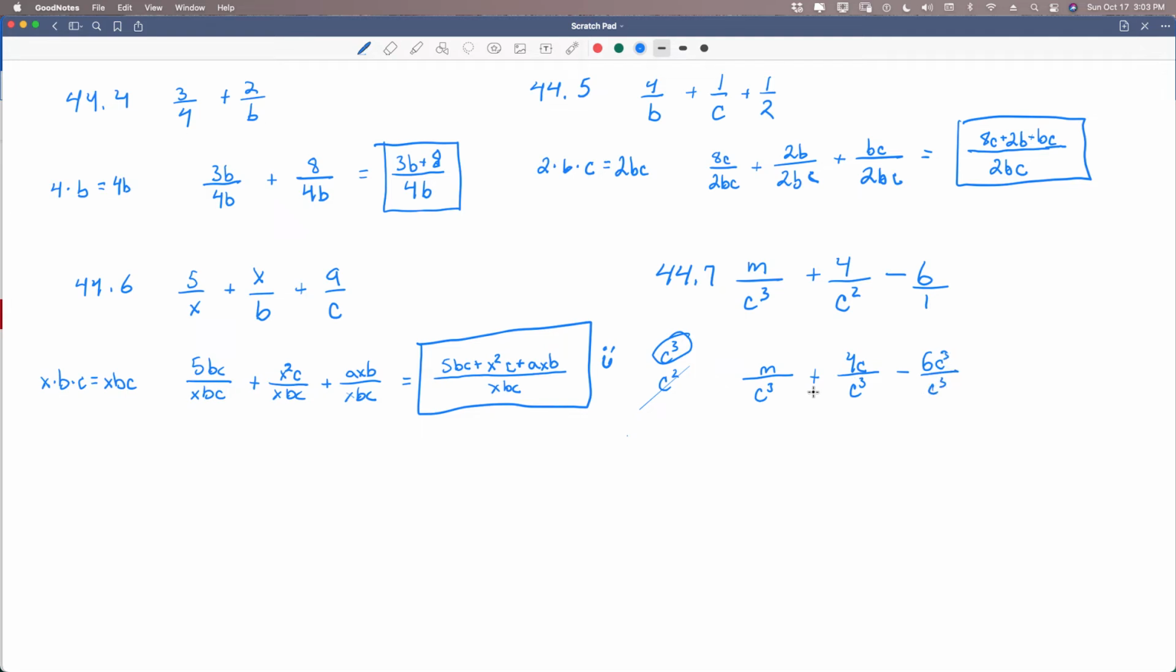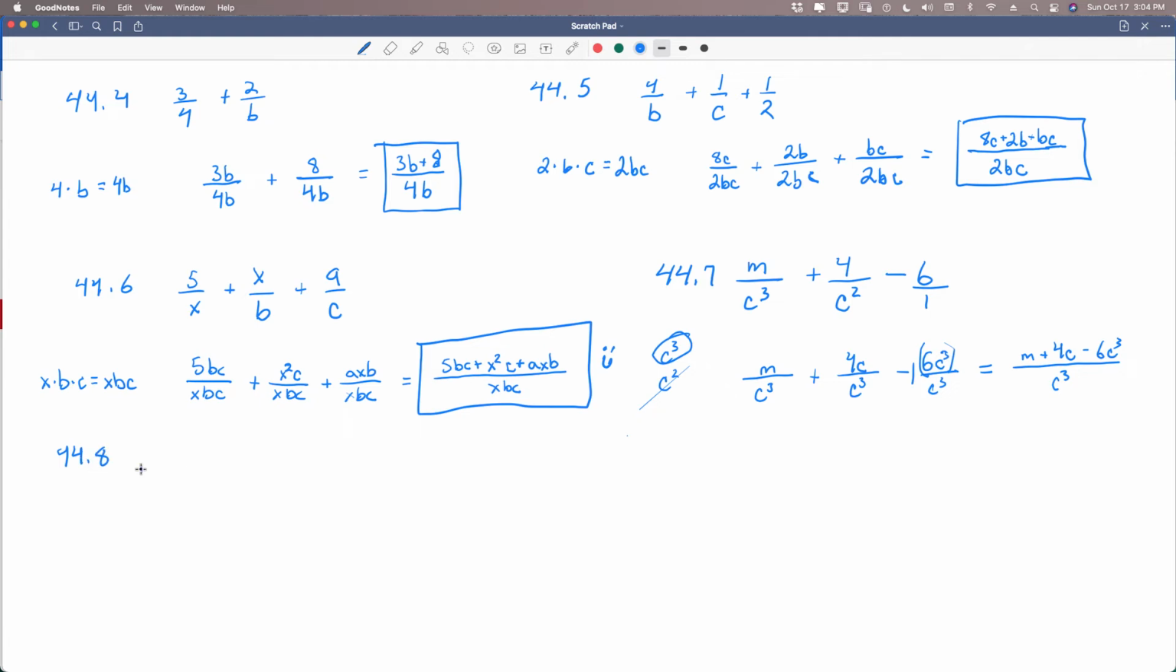Now we can reduce this into one expression by putting everything over c3, and that's going to be m plus 4c minus 6c3. Now, what I did was I did multiply this times this, but I did it quickly in my head because it was only one term, and it was pretty easy to do. So let's see if we could do 44.8 here.